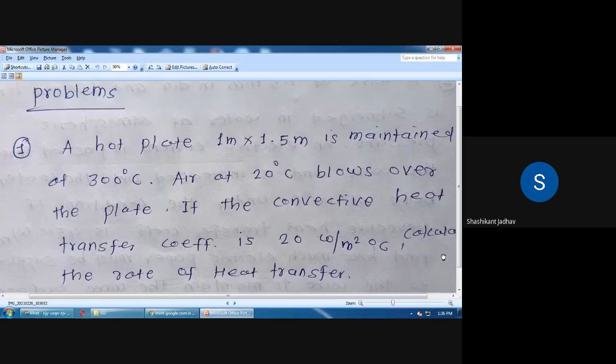Ts means the temperature of the body, and Ta means the temperature of the surrounding air. Here we blow air, and its temperature is given to you as 20 degrees Celsius. So Ts is given, Ta is given, area is given, 1 meter into 1.5 meter. Product of those two is nothing but area, 1 into 1.5 means 1.5 meter square. And h is given, the convective heat transfer coefficient is 20 watt per meter square degree Celsius.